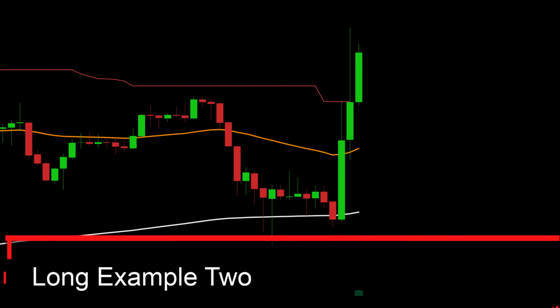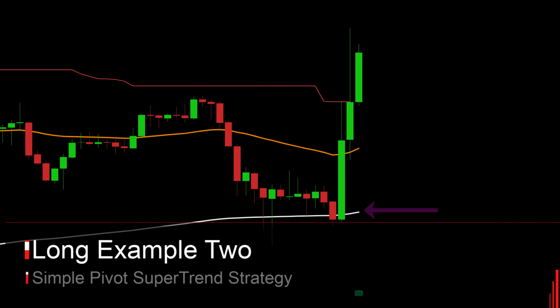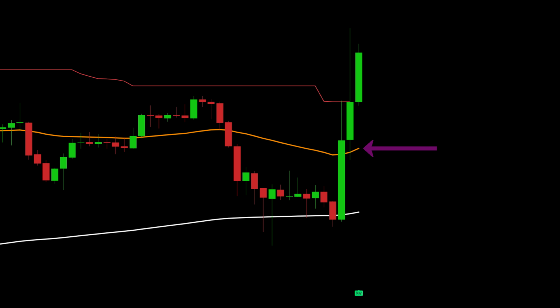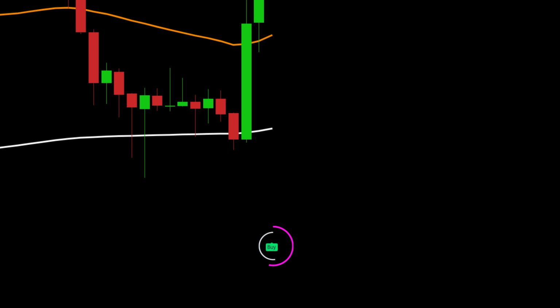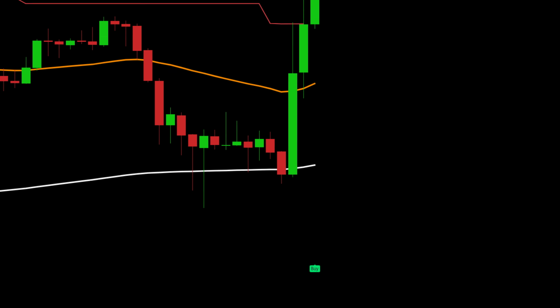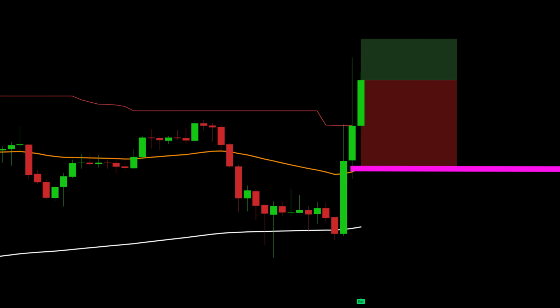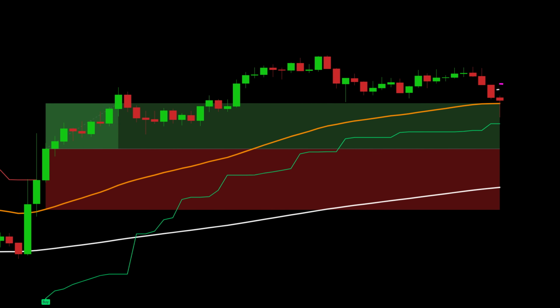I have one more long example. First, we can see price is above both the 200 and the 50 exponential moving averages. Then we can see a buy signal on the Pivot Supertrend indicator. Everything converges on this candle and it serves as our trigger. The stop is placed at the 50 EMA in orange, and we leave the position open. The trade is closed when price touches the EMA for a profit of 0.81.